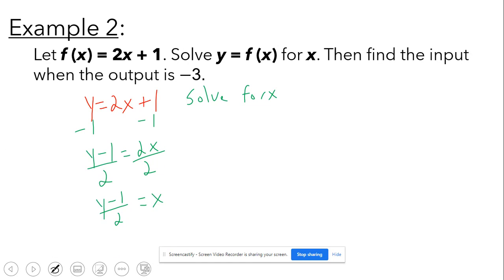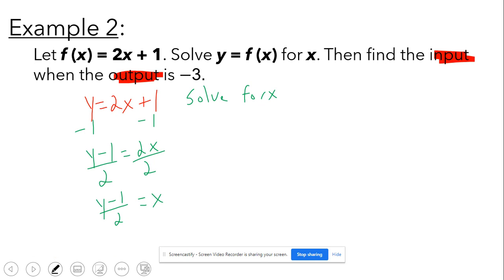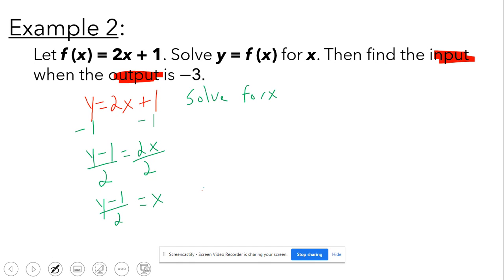Now it's saying find the input when the output is negative 3. So what we're saying is, okay, our y value is negative 3, and we're going to substitute that in, and we'll get what x is equal to. So negative 3 minus 1 over 2 is equal to x, because remember, input is x and output is y.